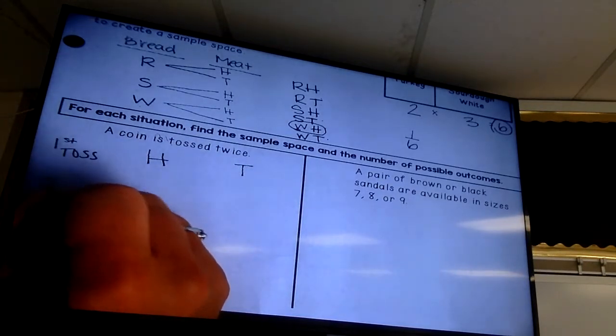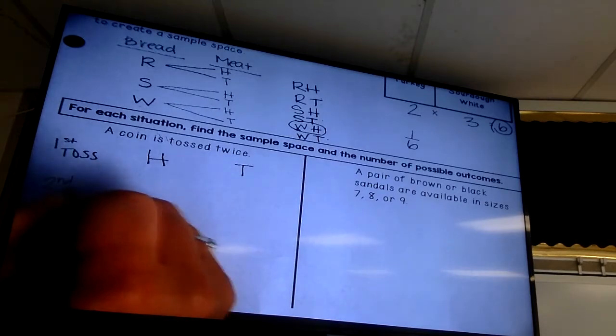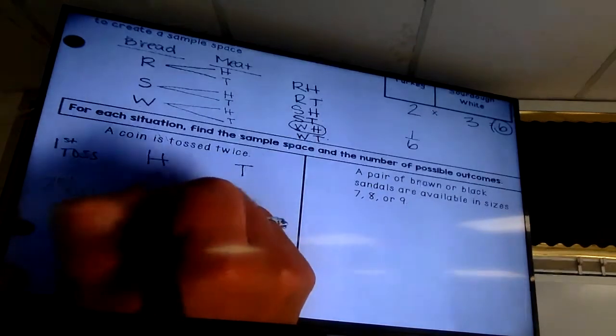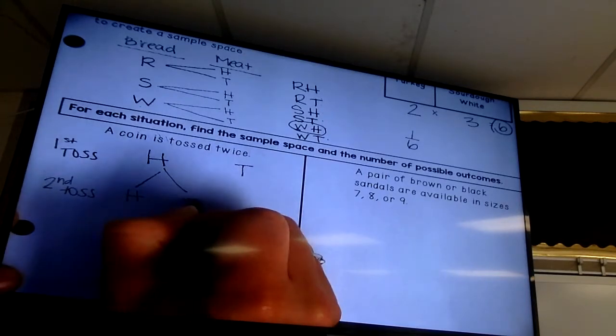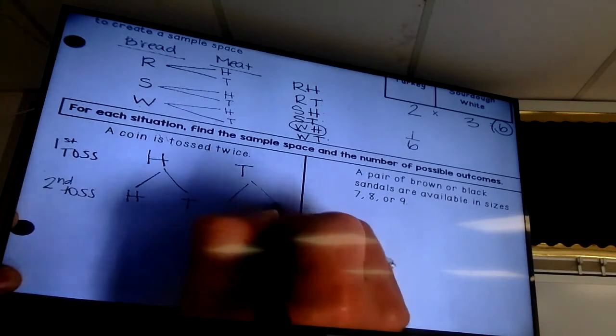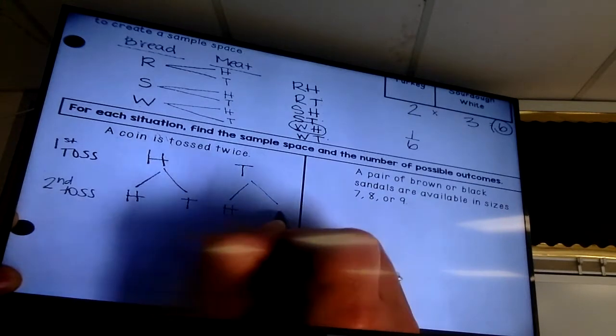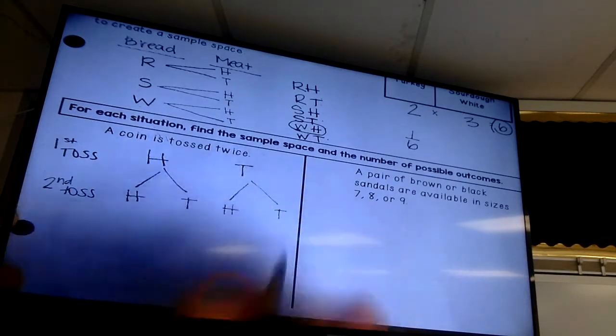My second event is my second toss. And my second toss, I can get one of two things. I can get either heads or tails. And then whatever my two branches are for that trunk, it's the same for the other one. So I can get heads or tails.